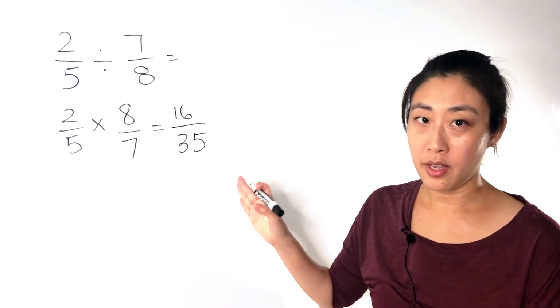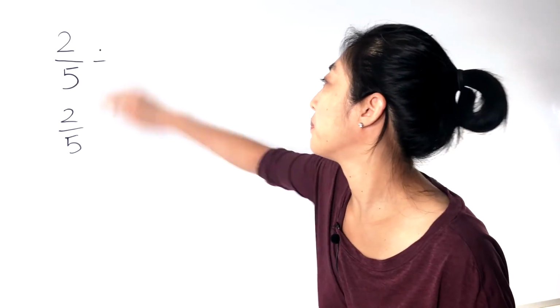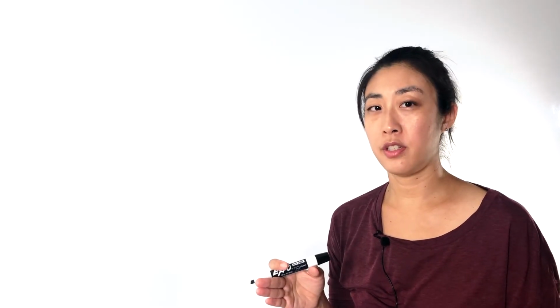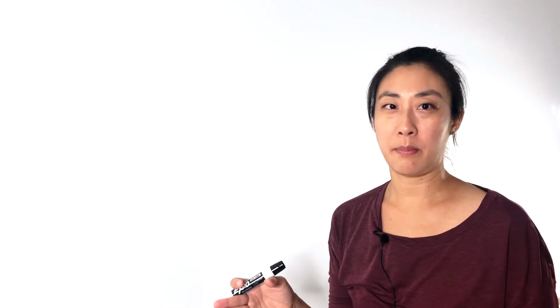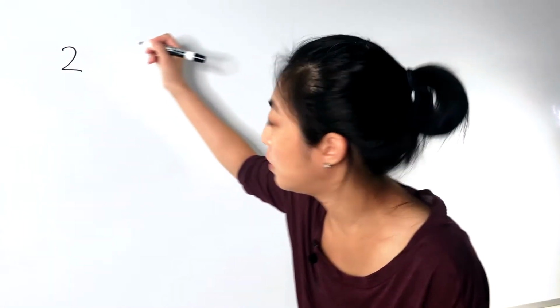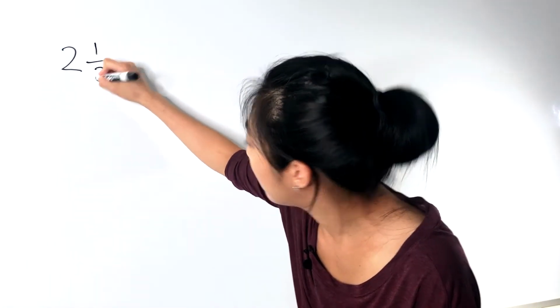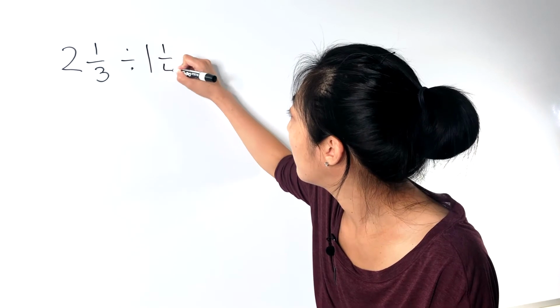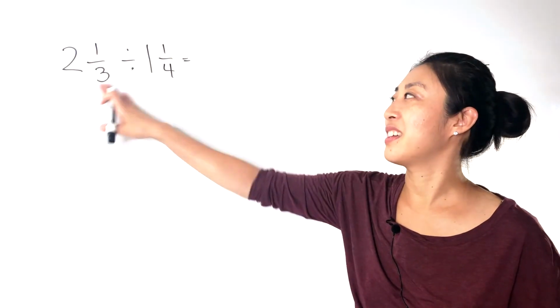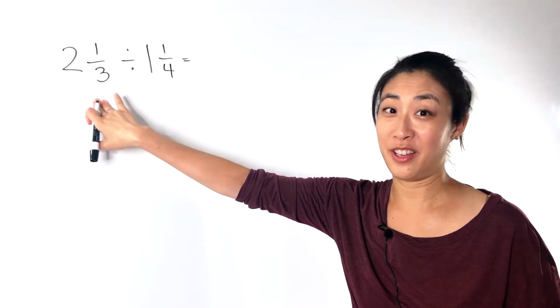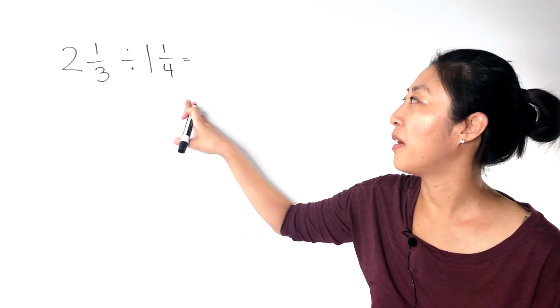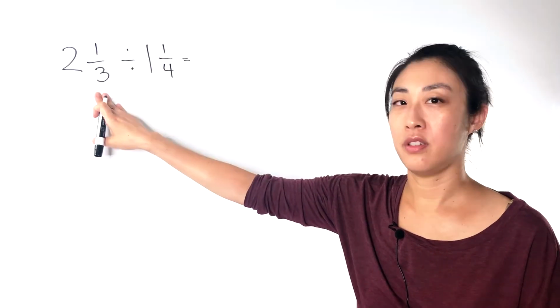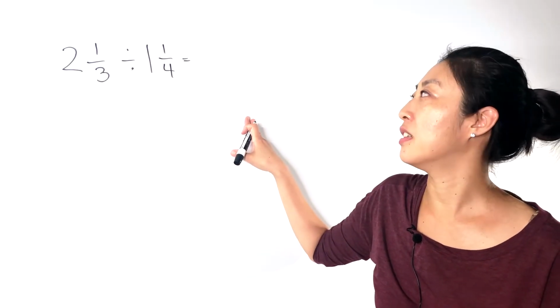So let's try another problem. And I'm going to erase this to clear our board. Sometimes when you're multiplying or dividing fractions, the problem may not be a regular fraction or an improper fraction. Sometimes you'll be working with mixed numbers. So let me give you a problem. 2 1/3 divided by 1 1/4. If you look, these are not fractions or improper fractions. They're in mixed number form. You always, always, always have to change mixed numbers into improper fractions to be able to calculate.